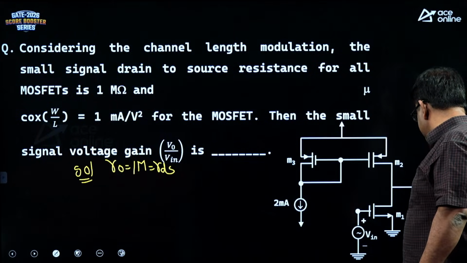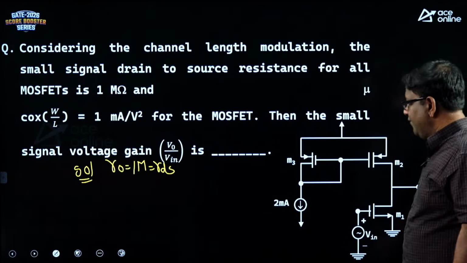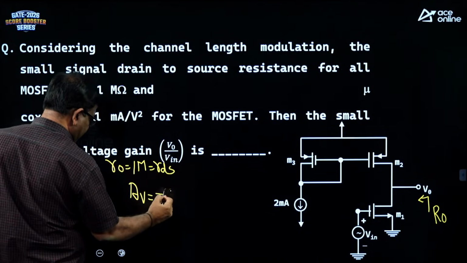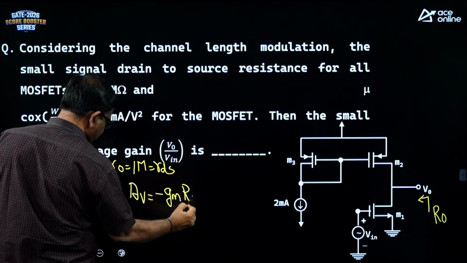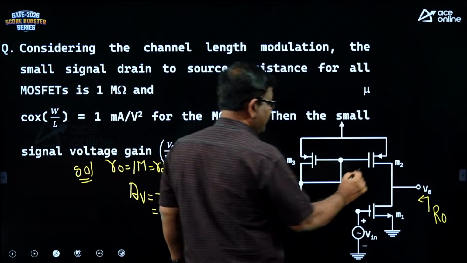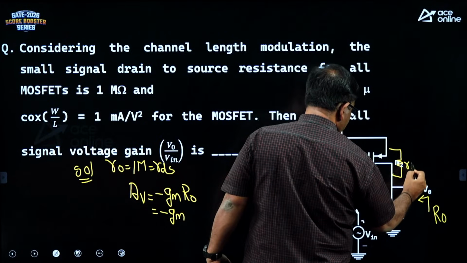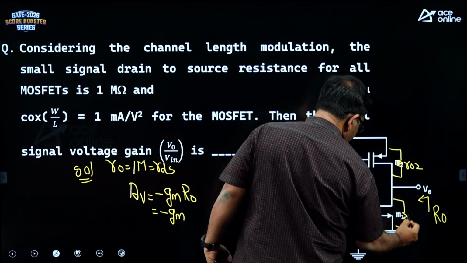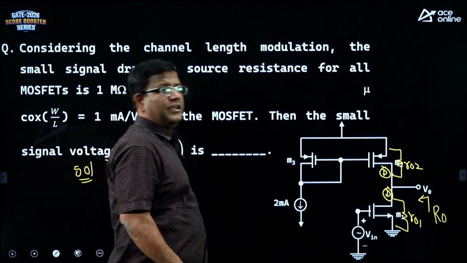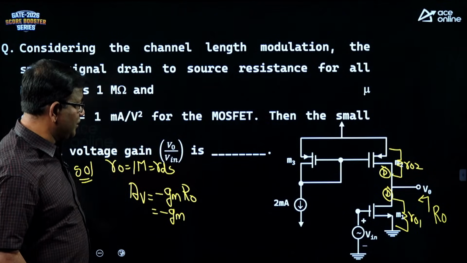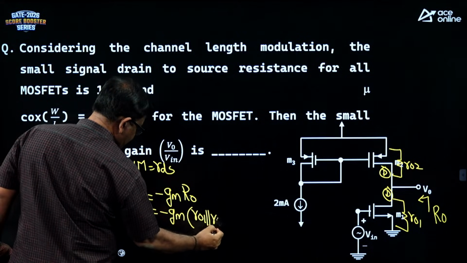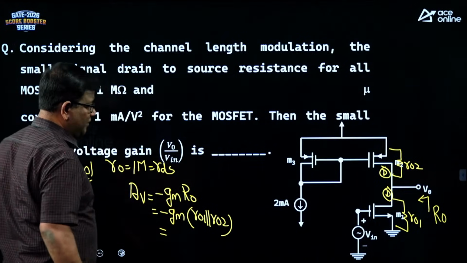So, for a common source amplifier, what is the standard formula for calculating the gain? The standard formula for calculating the gain is minus GM into output resistance. So, what is the output resistance? Here you have R02 and this is R01, because this is a drain terminal. At the drain terminal, you have R0. So, it is R01 parallel R02, which you can substitute. So, that ends the problem.